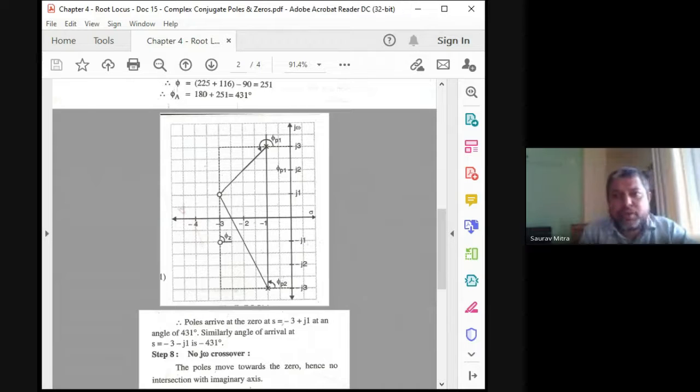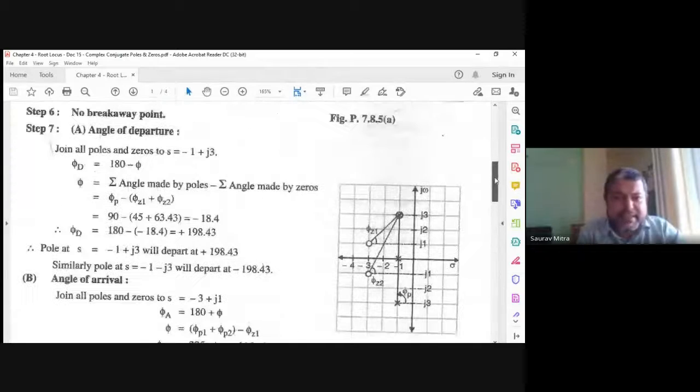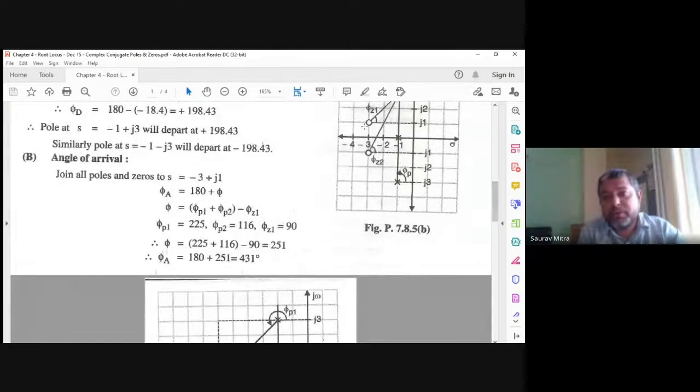Okay, so what we're finding here then, for this case, angle of departure for this top pole, minus 1 plus j, is 198.43. For the bottom, angle of departure is minus 198.43. For the top zero, the angle will be around 71 degree positive. This is the angle of arrival, and for the bottom one, it is minus 71 degree, that is angle of arrival.